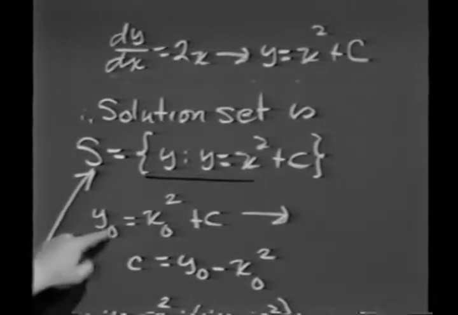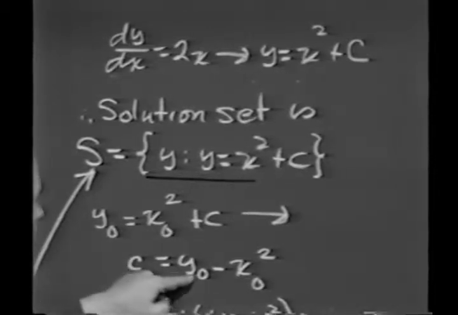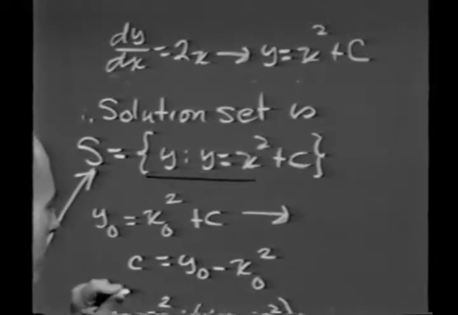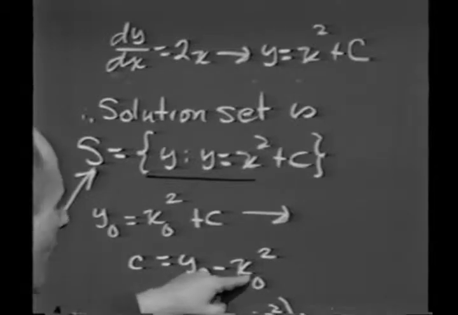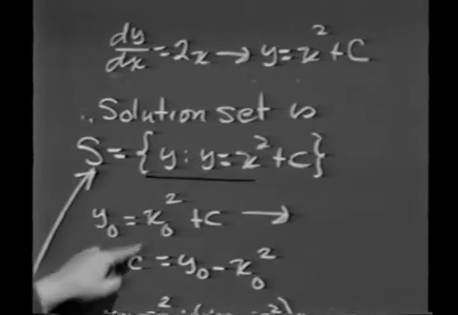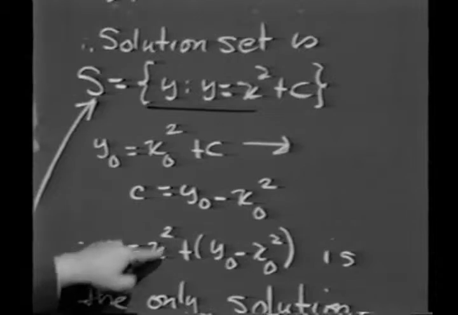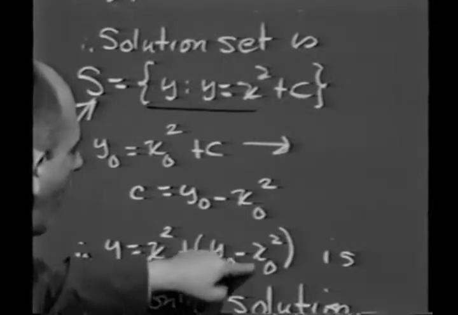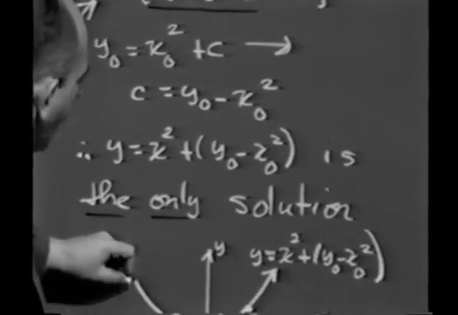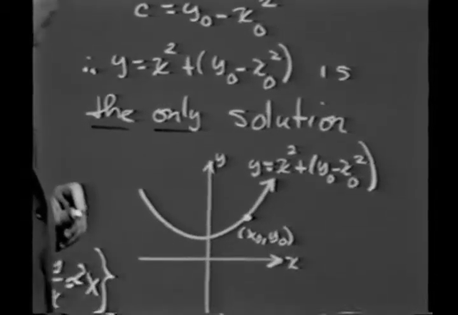Now, notice what this leads to. If I replace x by x0, y by y0, I get y0 equals x0 squared plus c. Consequently, c is y0 minus x0 squared. x0 and y0 were specific numbers, real numbers. Consequently, y0 minus x0 squared is a specific number. And consequently, the specific choice of c, such that the equation becomes y equals x squared plus the constant y0 minus x0 squared, is the only solution of the equation dy/dx equals 2x that passes through the point x0, y0.